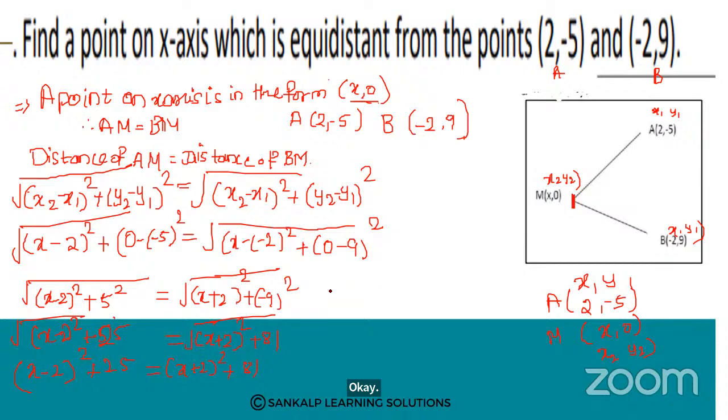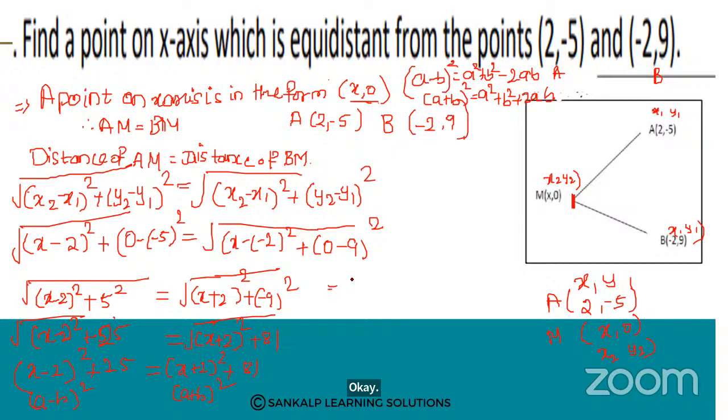Okay, now x minus 2 means it is in the form a minus b bracket square, x plus 2 is a plus b bracket square. What is a minus b bracket square? A minus b bracket square is a square plus b square minus 2ab. What is a plus b bracket square? A square plus b square plus 2ab. Right. Here value of a is x, value of b is 2.